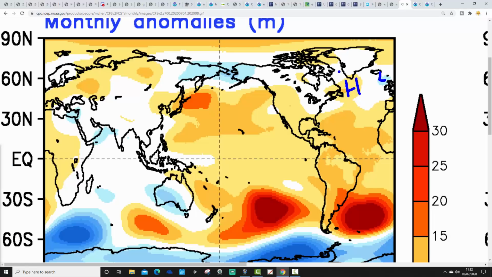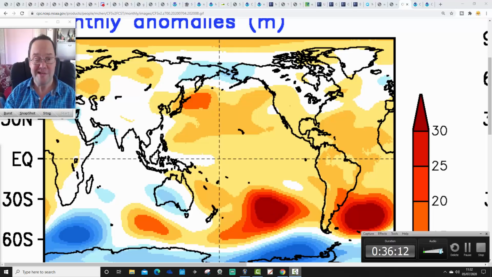There's a trough just there. It doesn't look particularly great if you want it warm. And if you want a warm and dry August, that doesn't look particularly inspiring. But of course, it's only one run of the CFS, and it might look different tomorrow and whatnot.